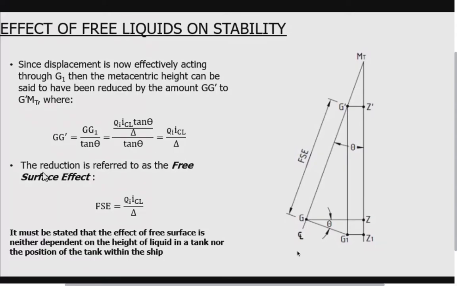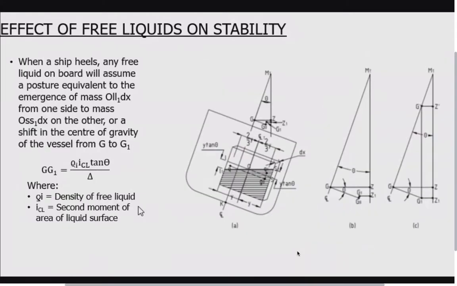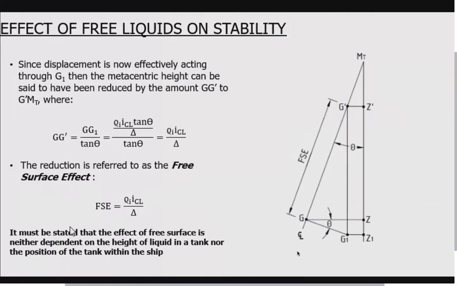So we can say that the reduction is therefore the free surface effect. This is the formula for free surface effect, the FSE: the F is free, the S is surface, and the E is effect. And the formula is the density of free liquid times the second moment of area of liquid. That becomes the free surface effect.